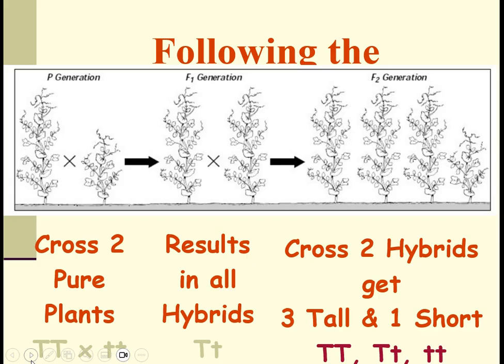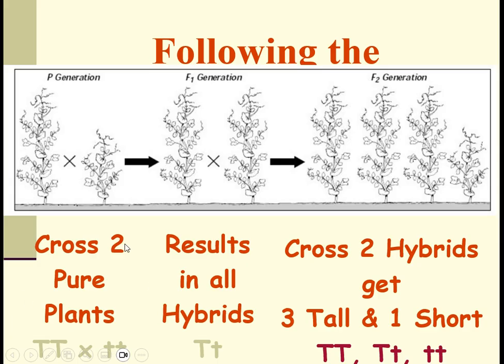So if Mendel crossed a tall plant with a short plant, he will get a hybrid, which in genotype is a capital T and a small t. But the phenotype will be all tall because the dominant characters always show their characteristic, not the recessive ones.